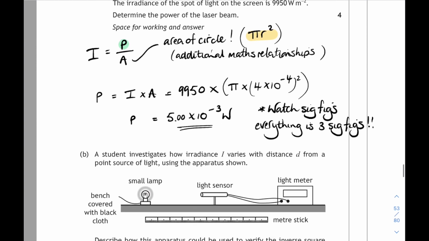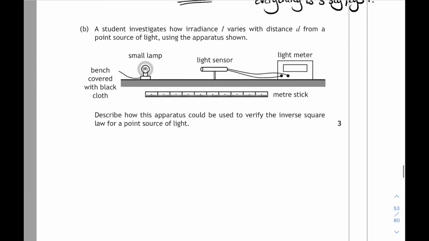Okay, let's look at part B. A student investigates how irradiance varies with distance d from a point source of light using the apparatus shown. And we have to describe how this apparatus could be used to verify the inverse square law for a point source of light. So we've got a small torch bulb or a small lamp, a light sensor connected to a light meter and a meter stick.